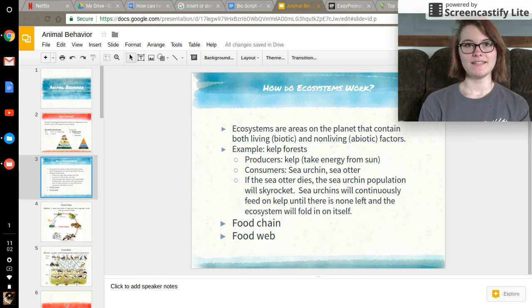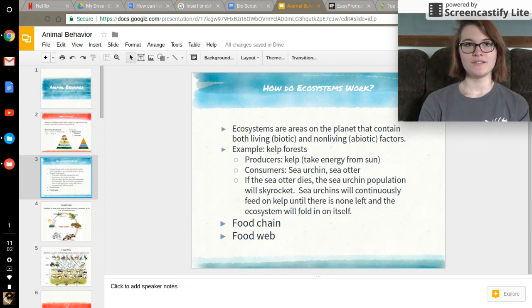An example could be a kelp forest, as seen here. The kelp itself is the producer of the ecosystem, and then the consumers of the ecosystem could be a sea urchin or sea otter. All the consumers and producers of this ecosystem are very important. For example, if the sea otter dies, the sea urchin population will skyrocket.